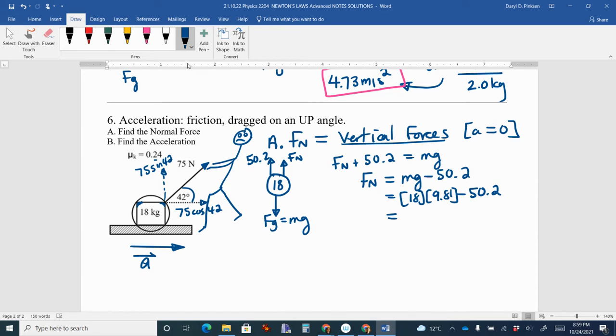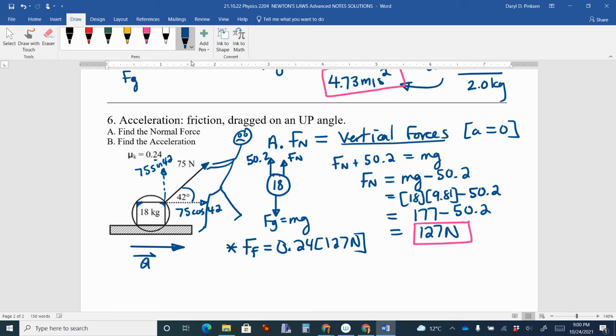18 times 9.81 equals 177, minus 50.2, and I get 127. Round it off there. 127 newtons is the normal force. Now, here's the thing. Once you know the normal force and the mu, now the question doesn't ask you for this, but we need to know it. The force of friction here is 0.24 times 127 newtons.